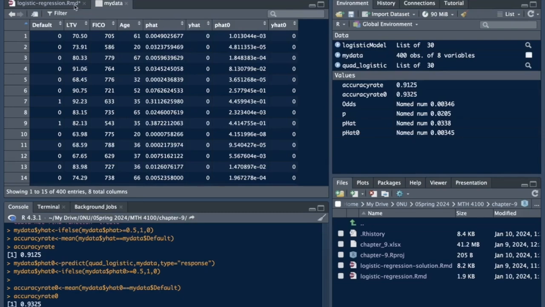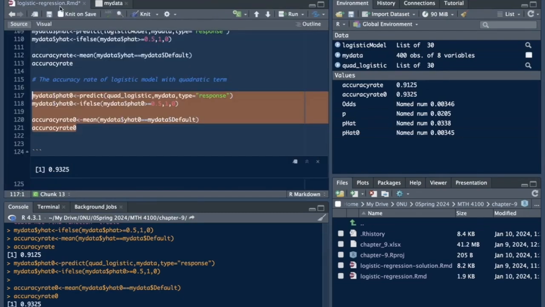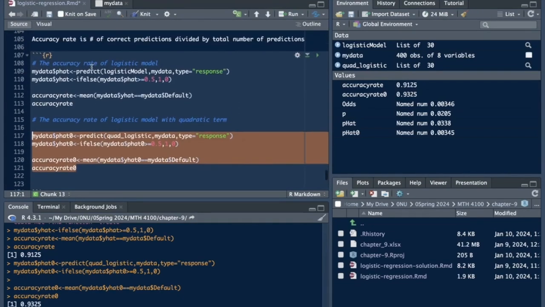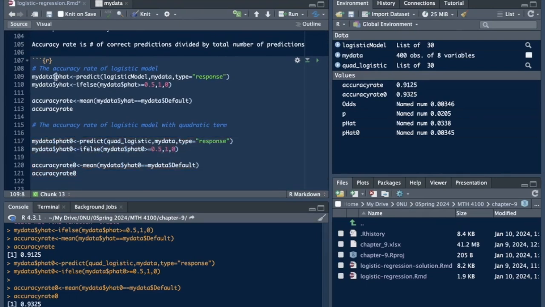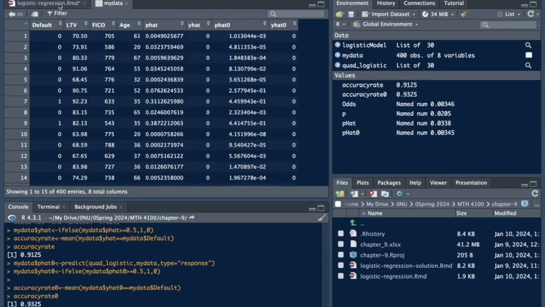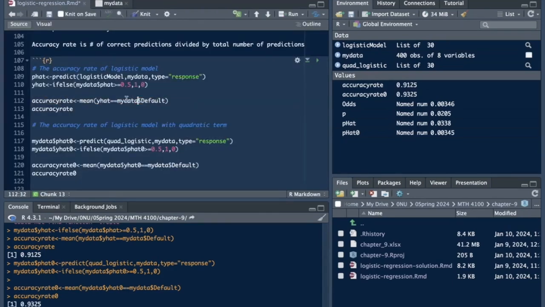Do we need to add them as I did? No, there's no need actually, but this is just to show you. If you don't want to add them, just delete everything before the $ sign. Let me delete this. Let me delete this. But I cannot delete this because I'm comparing y hat with my data default. The default is from my data. It's embedded in my data originally. So I have to keep this.